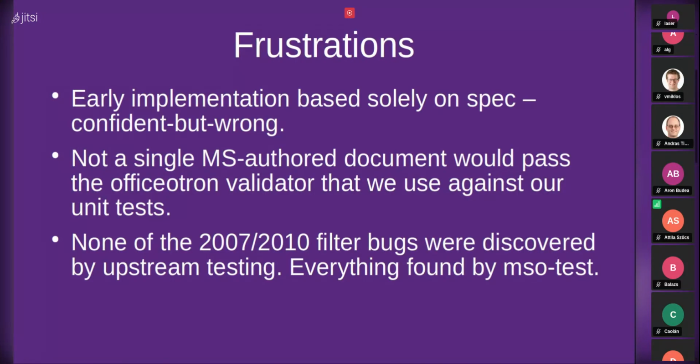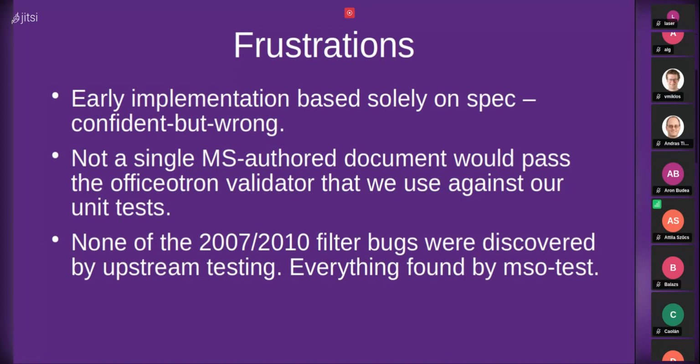Another frustration is that not a single Microsoft authored document would pass our Office Otron validator that we use for our unit tests. So it's kind of annoying that our validator is not based on reality, but based on a specification that isn't being followed by Microsoft. And so, at least for this particular part, we just have told Office Otron to ignore the error that comes up related to that core.xml file. And so now they pass because we ignore the error.